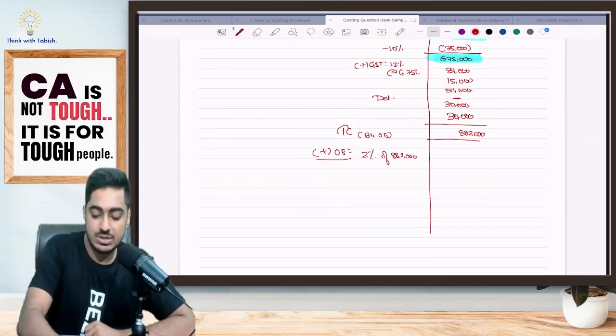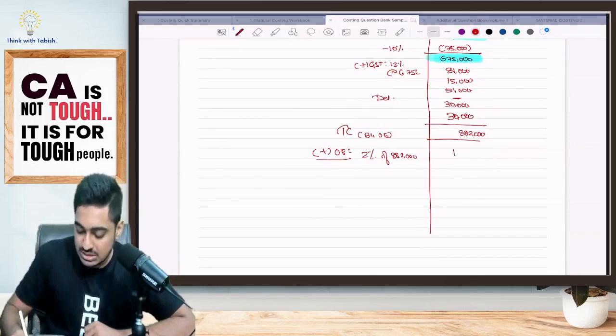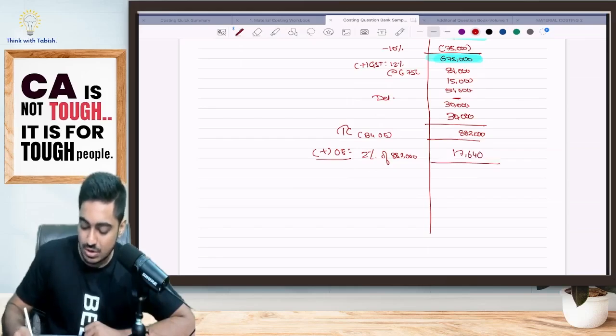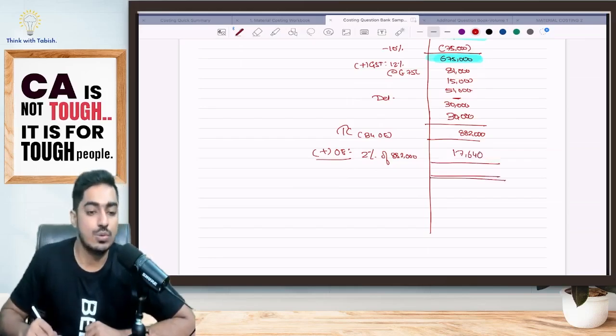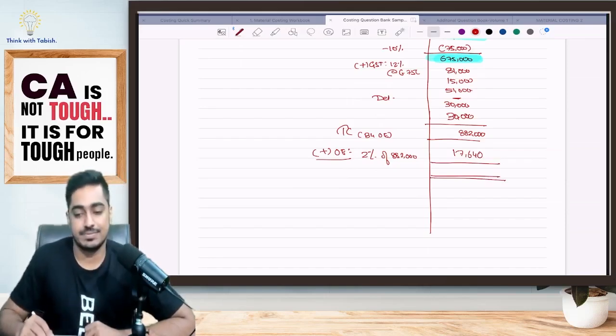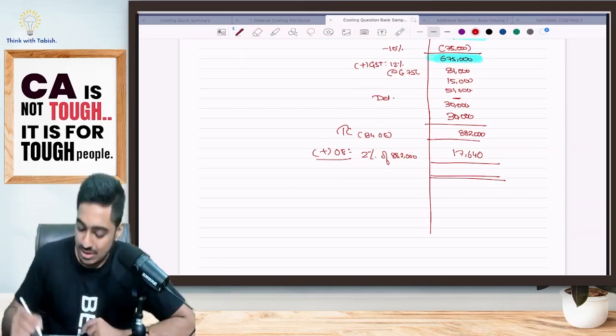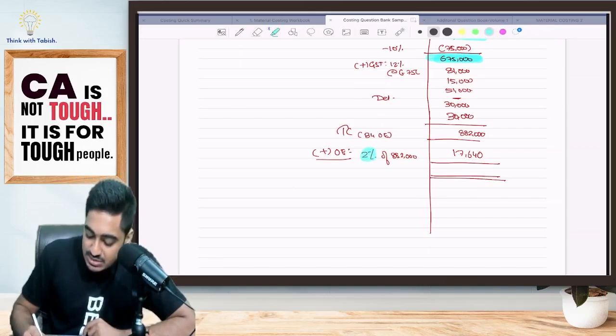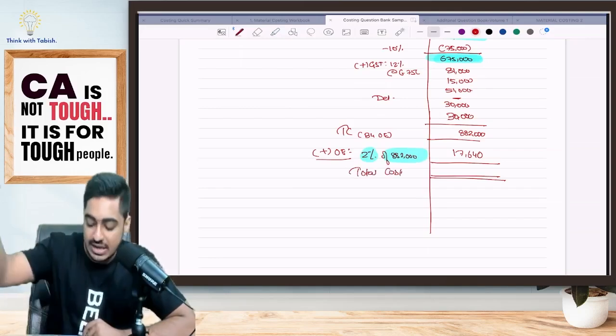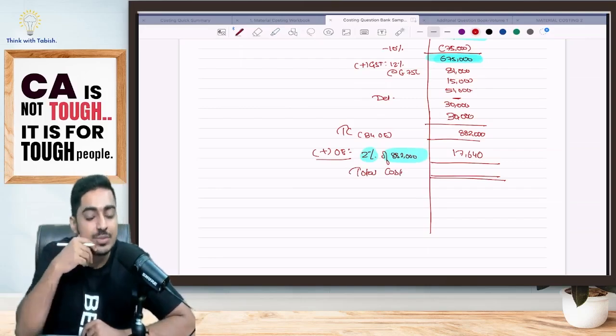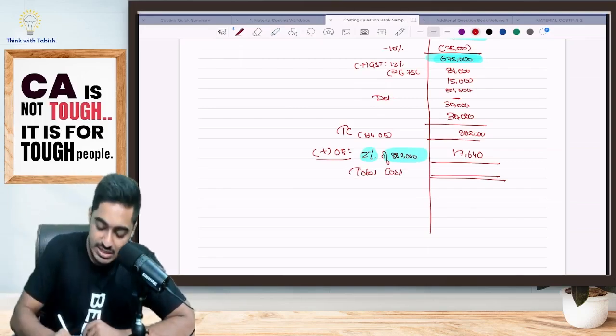8,82,000. That means how much is my other expenses? 8,82,000 into 2%, which is 17,640. Yes or no? Absolutely no. Sir, why no? Because other expenses is 2% of total cost. Tell me whether 8,82,000 is my total cost. No, sir. That means can I take 2% of that? No. That means what I will do?